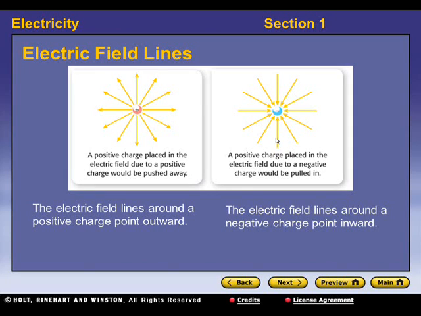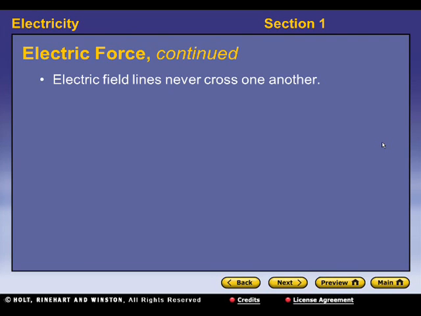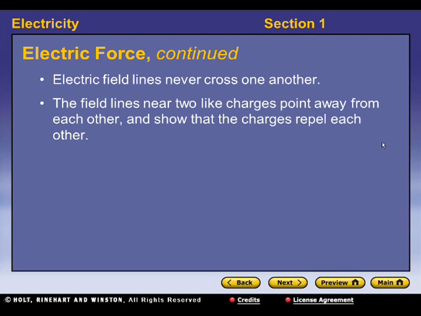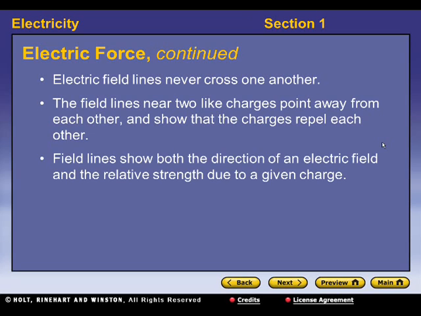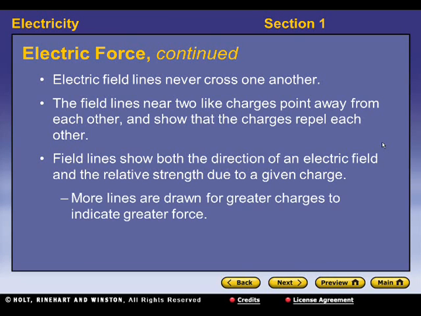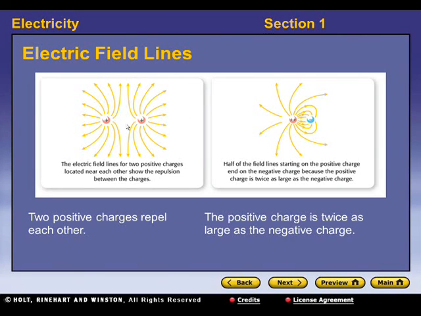Now in the other one, with a negative charge, if we placed a positive charge here, it would be attracted toward the negative charge, so it would be drawn toward it. So that's why the arrows move toward negative charges. Alright, electric field lines never cross one another. These field lines near two like charges point away from each other and show that charges repel each other. Field lines also show both the direction of an electric field and the relative strength due to a given charge. So the more lines are drawn for greater charges to indicate greater forces.